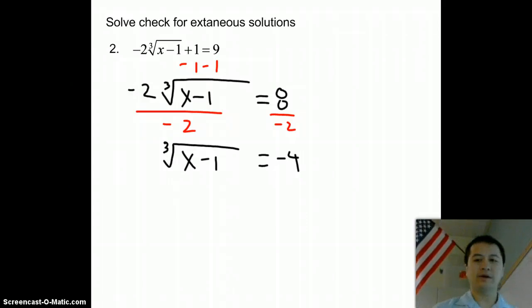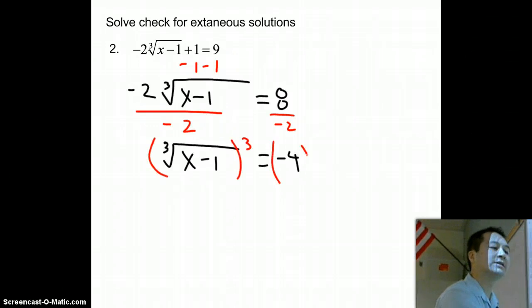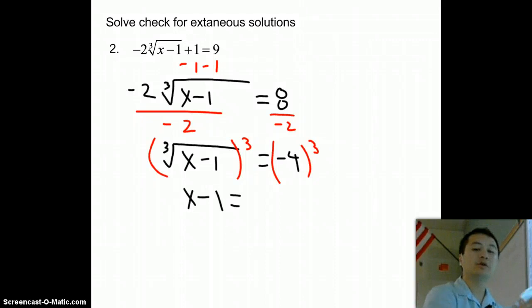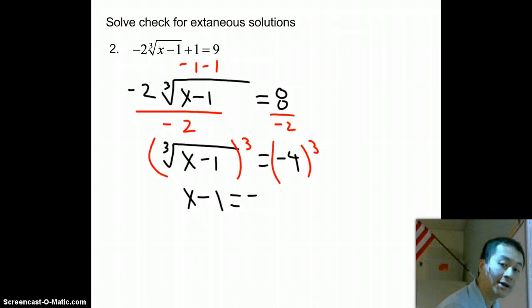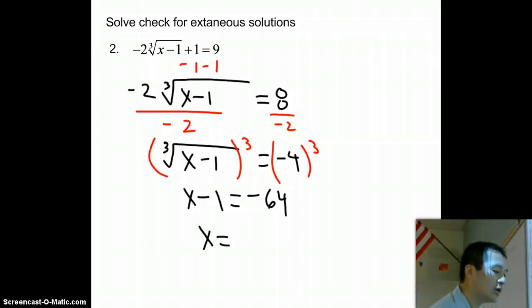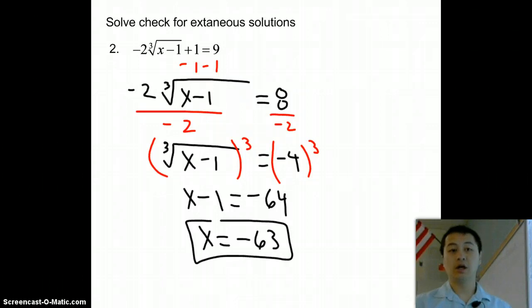So how do I get rid of cube root? What's the inverse of cube root? Very good. It is cube. So you cube both sides. I got x minus 1, cube root goes away, equals negative 4 to the 3rd power. That means negative 4 times negative 4 times negative 4, which is negative 64. Good job. Add 1 on both sides. X equals negative 63. Are you done? No.